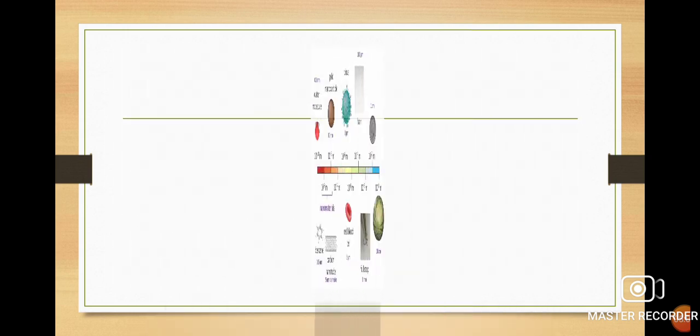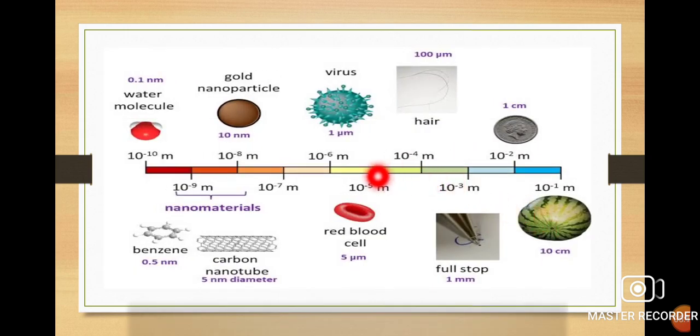In this slide, I am going to elaborate the different scales with examples. Let us start the explanation with nano, as we have an interest in nanomaterials. This range shows you the nanomaterials. Let us take examples. Here a water molecule is 0.1 nanometer. Then we have gold nanoparticles of 10 nanometers. The next one is benzene, 0.5 nanometer. Next you have a carbon nanotube, which has a diameter of 5 nanometers.